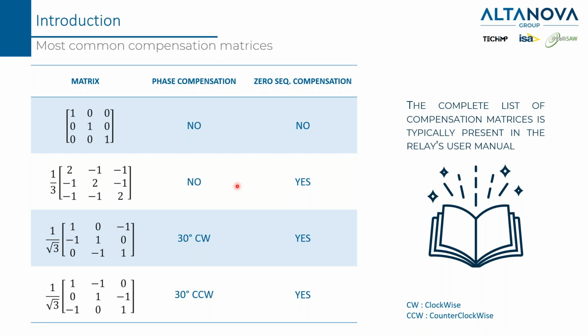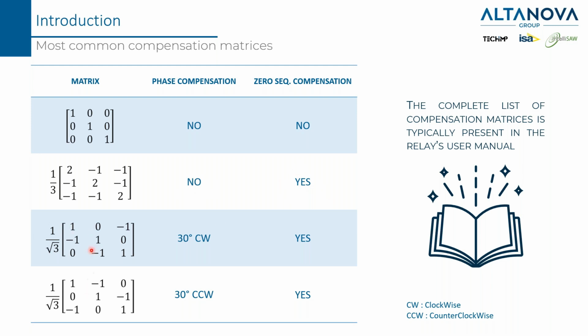The full list of compensation matrices is typically present in the user manual of every relay. In this slide, you will find the most common matrices. Okay, the unit matrix basically is doing nothing because it's like multiplying a number by 1. So the unit matrix is doing no phase compensation and no zero sequence compensation. Then you can find this type of matrix. This type of matrix is not doing a phase compensation, it is doing only a zero sequence compensation.